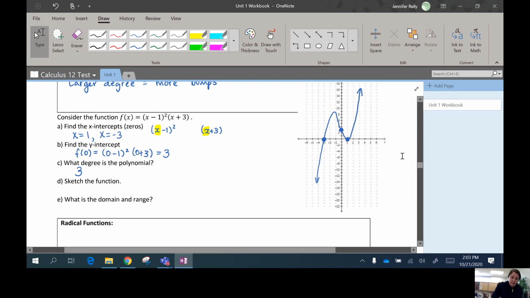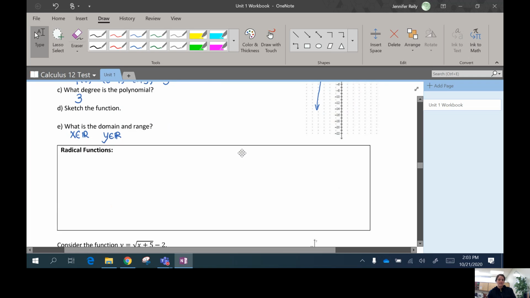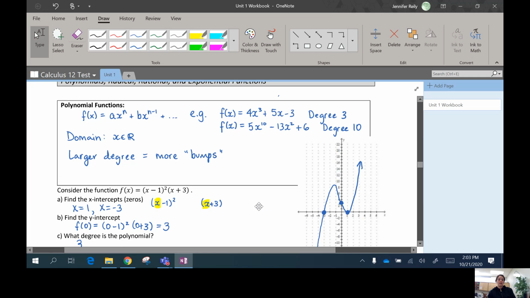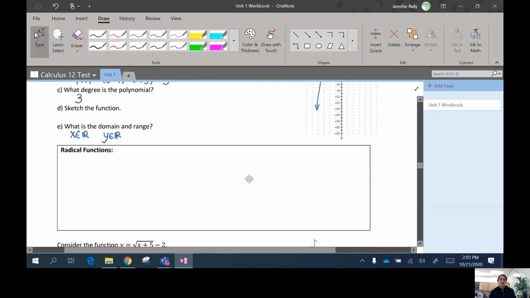If it looks bumpy, it's got arrows going in both directions, it's going to be a polynomial. The domain and range: all real numbers. X is in R, Y is in R. Okay, this is the only time you get to sketch graphs this imprecisely in this course. I just want you to be able to recognize them. So that's polynomials, bumpy functions defined for all values, the most common type of functions we're going to see.